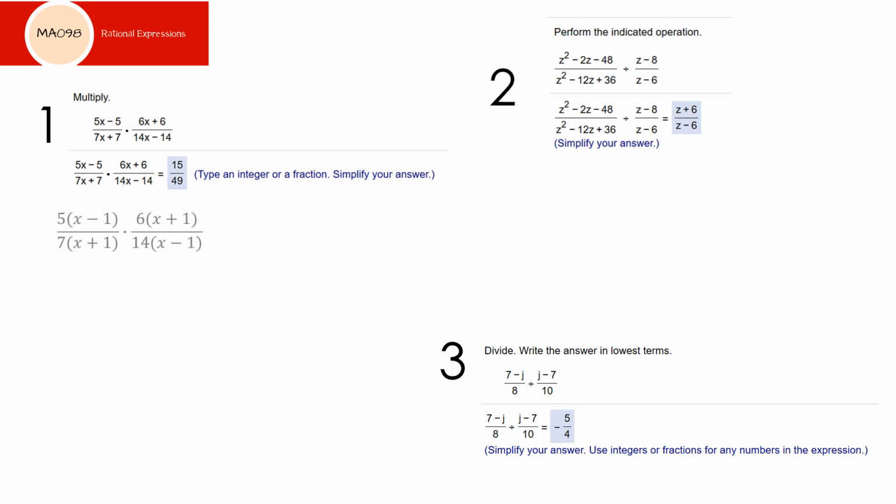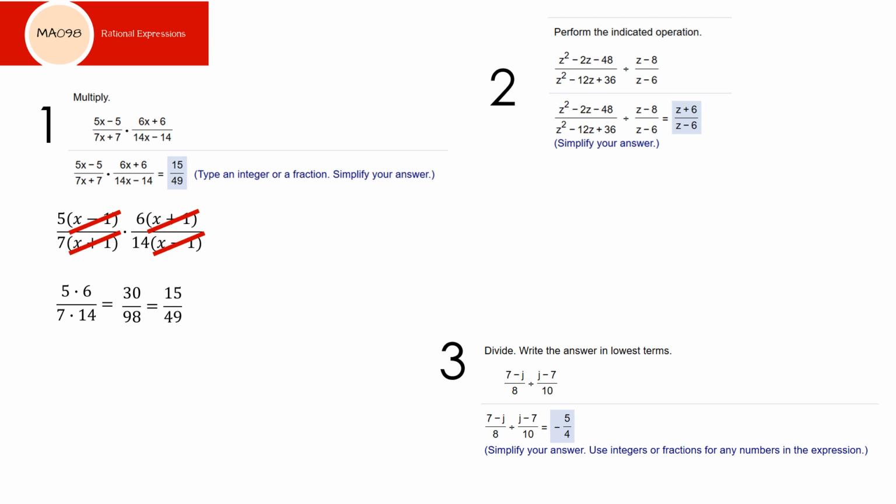Let's look at number 1. So the top, I factored into 5 times x minus 1, the bottom, 7 times x plus 1, and then 6 times x plus 1, and then 14 times x minus 1. We're going to slash everything that's in common. So we end up with 30 over 98, but remember, we have to reduce, which gives us 15 over 49.